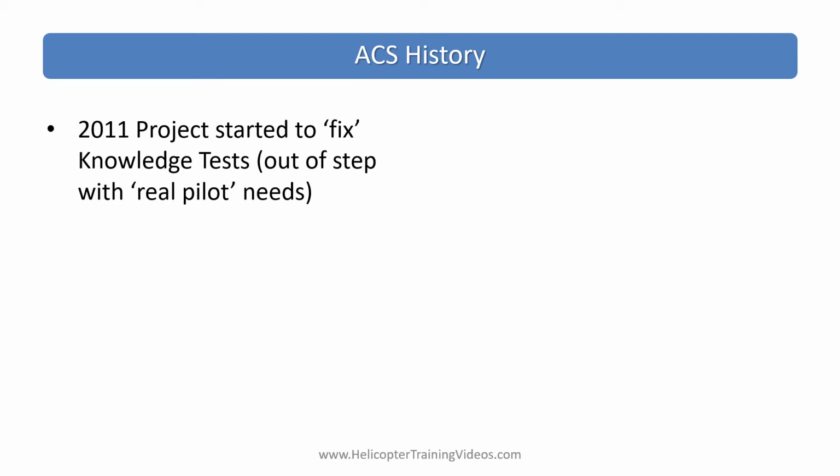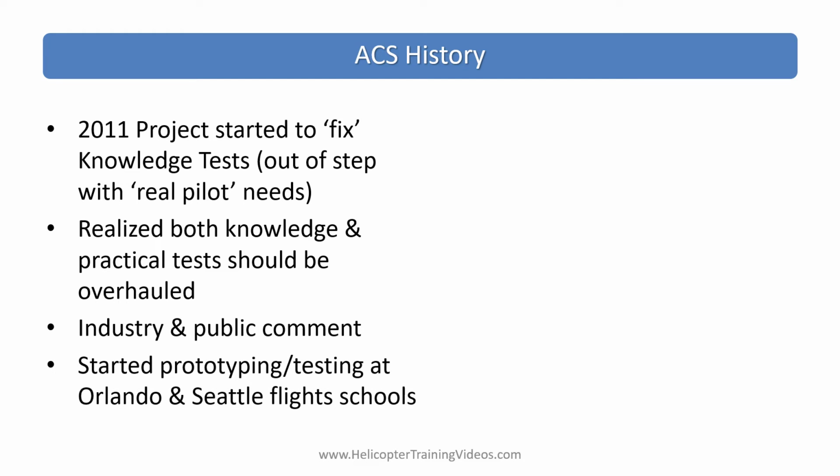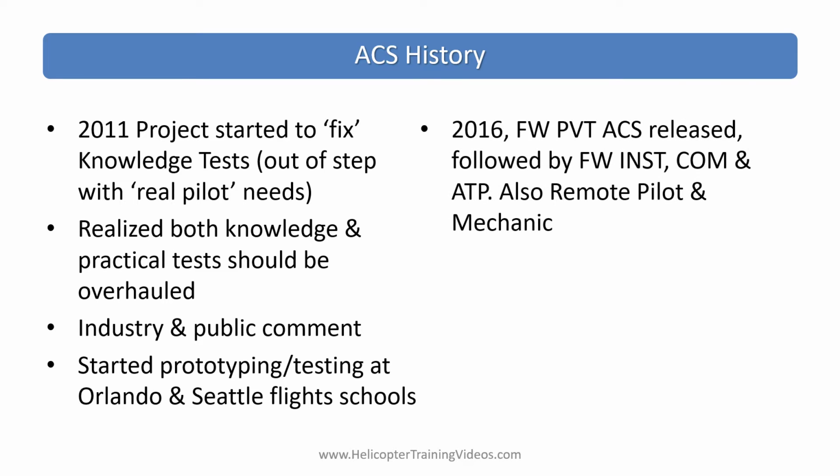So first of all, the history. In 2011, the project was started to fix the knowledge tests, which were seen as out of step with real pilot needs. But they quickly realized that both the knowledge and the practical tests would need to be overhauled. So they took in industry and public comments and started prototyping and testing the ACS at a couple of flight schools in Orlando and Seattle. And in 2016, the first ACS for the fixed-wing private pilot was released.